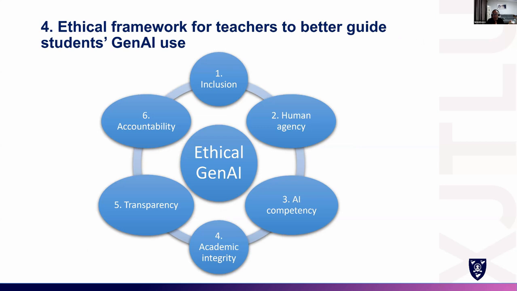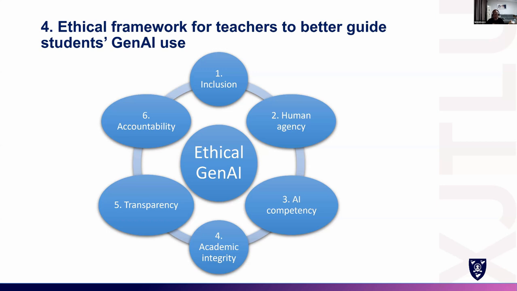The first one is inclusion. By inclusion, we mean that teachers should try to ensure equity and information diversity in using generative AI. And that means we need to work closely with educational institutions to provide universal access to AI, especially for students who are at disadvantages. And also we need to educate students to be aware of the biases in the information generated by AI.